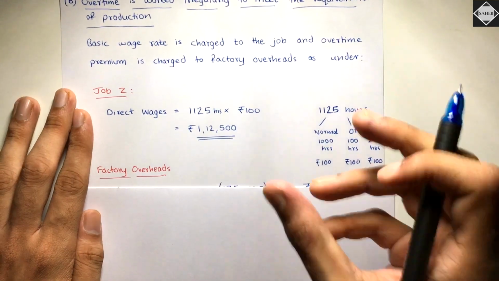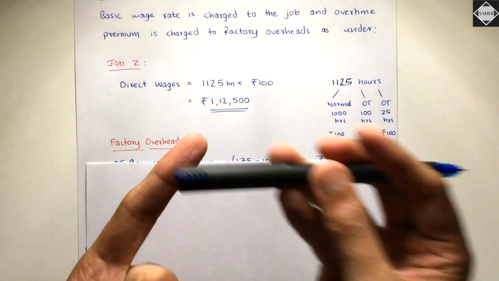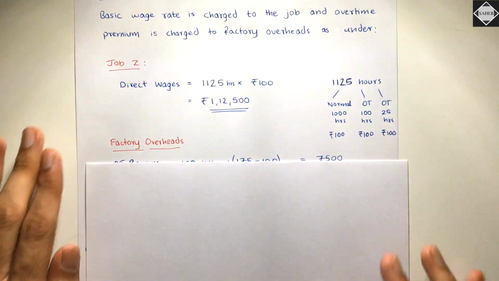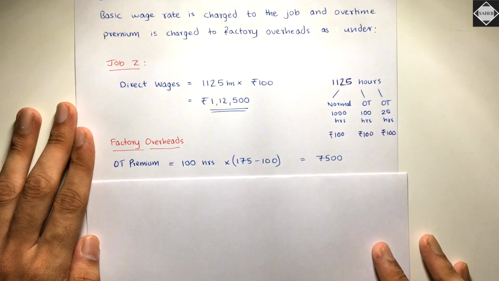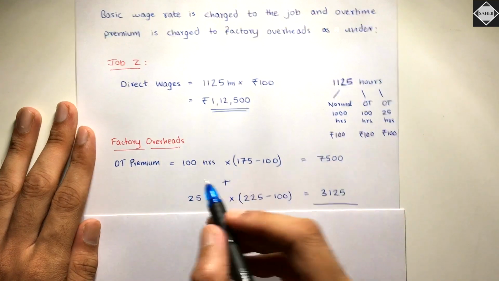See here, overtime premium will be charged to factory overhead because the overtime is irregular and to meet production requirements. If that's the case, then factory overheads only. So see here, this is how you will calculate the OT premium.